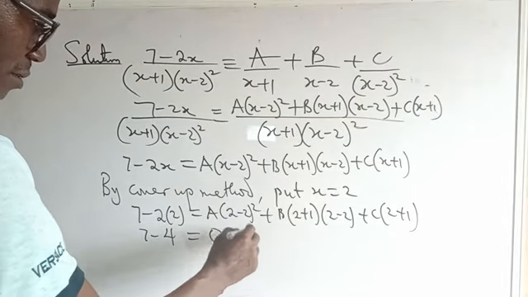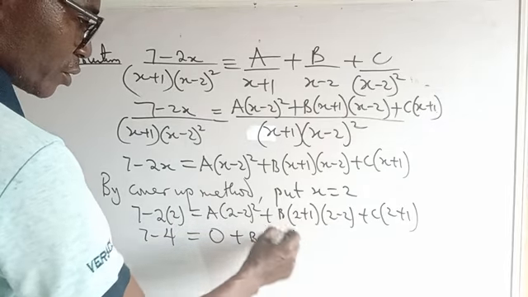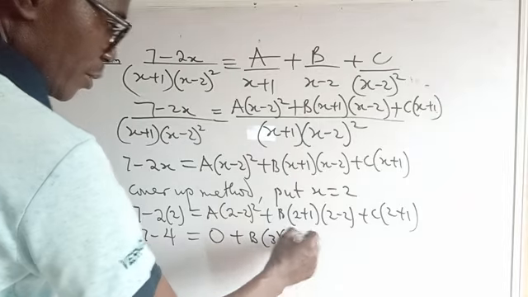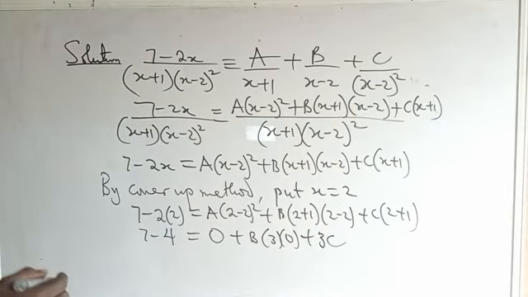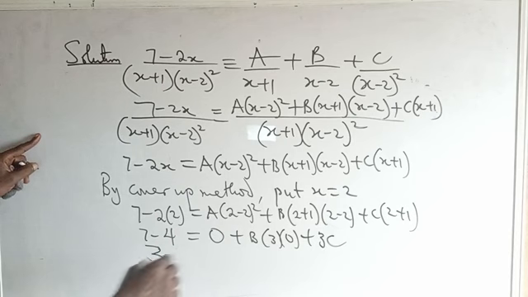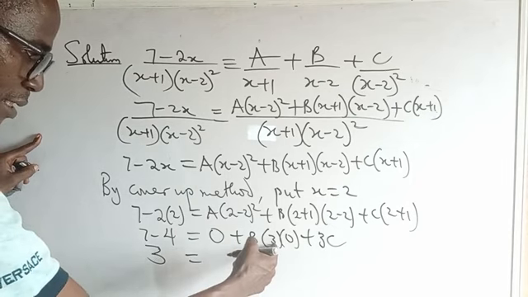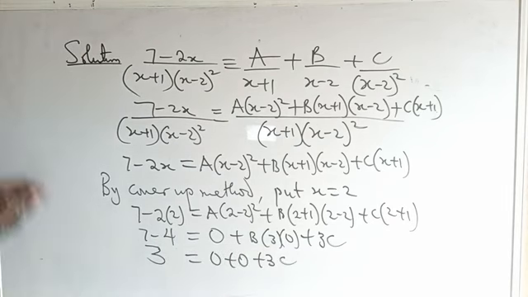Now plus b into this 3. 2 minus 2 is 0. So b is also eliminated. Plus what? This is 3 times c, 3c. Okay? So we have 7 minus 4 is 3, equals to 0 plus 0 plus 3c.